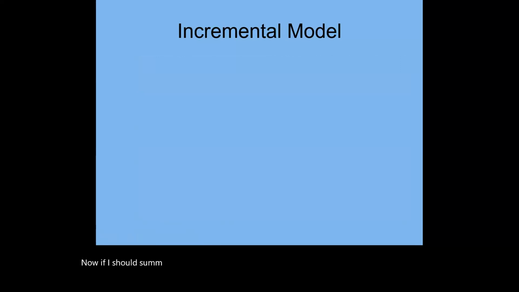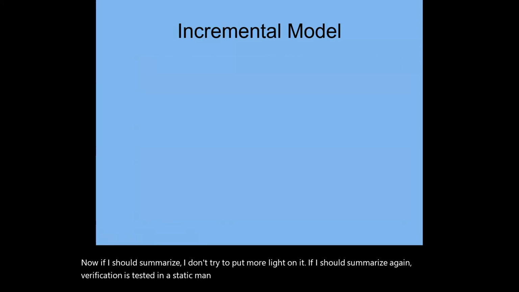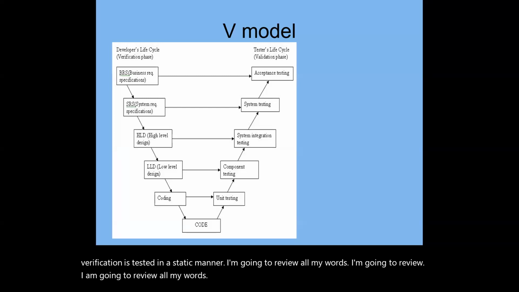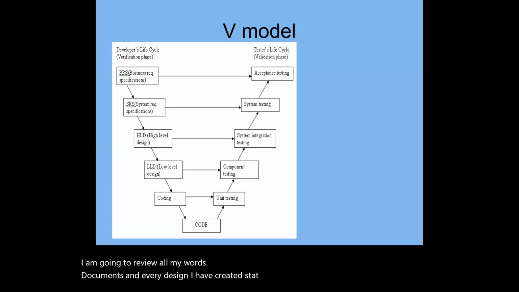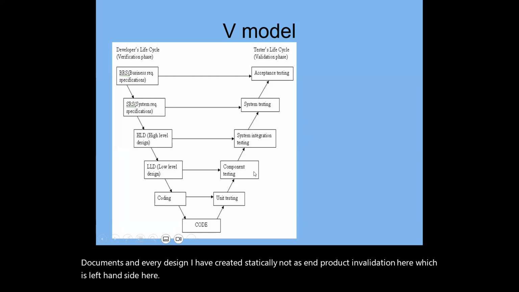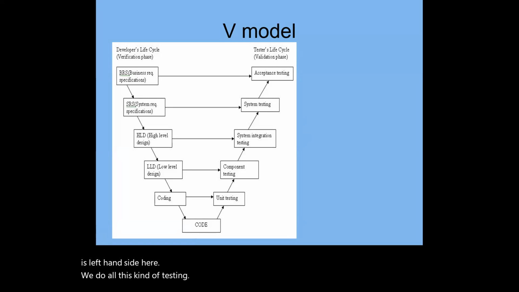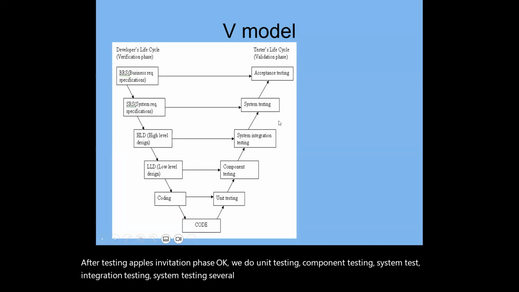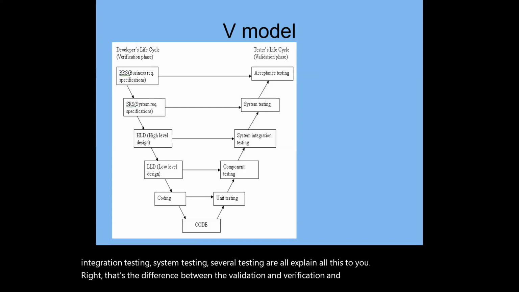Now, if I should summarize, I'm trying to put more light on it. Verification is testing in a static manner. I'm going to review all my work, documents and every design I have created, statically, not as end products. In validation, which is the left-hand side here, we will do all this kind of testing. Actual testing happens in the validation phase. We do unit testing, component testing, integration testing, system testing, and user acceptance testing. I'll explain all of this to you. That's the difference between verification and validation phase in SDLC, the V-model.